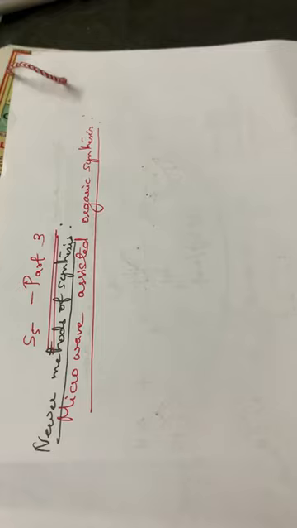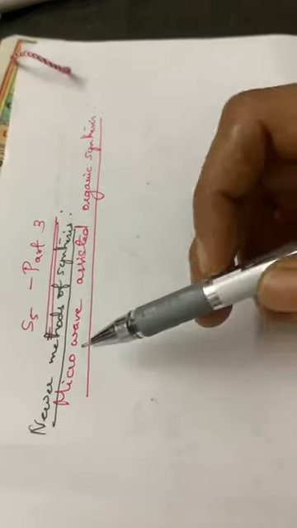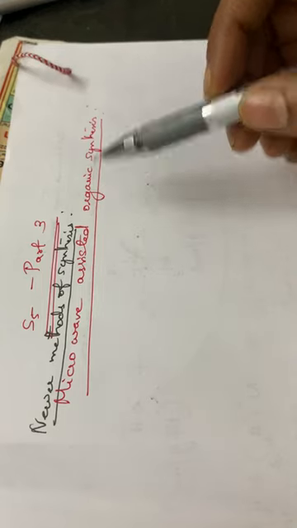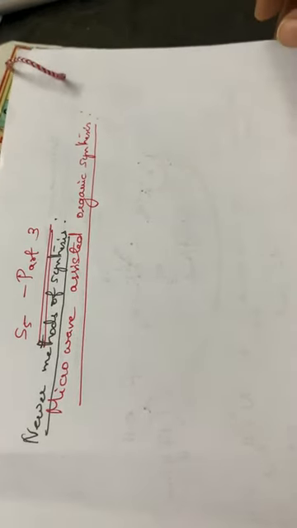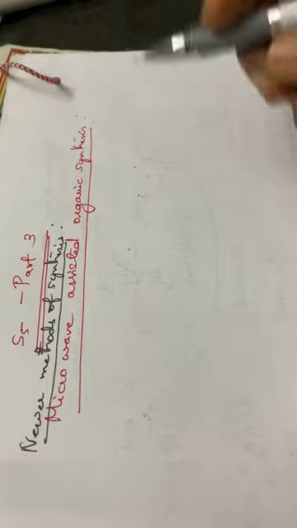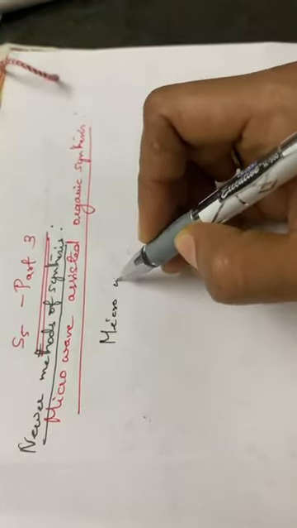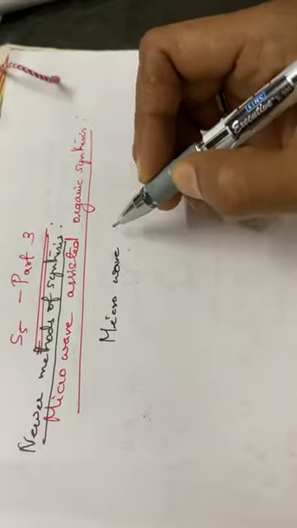So the first one we have to discuss in these newer methods of synthesis is microwave assisted organic synthesis. You have seen this microwave oven, isn't it? In that microwave oven, which radiation is used? Microwave radiation is used there.